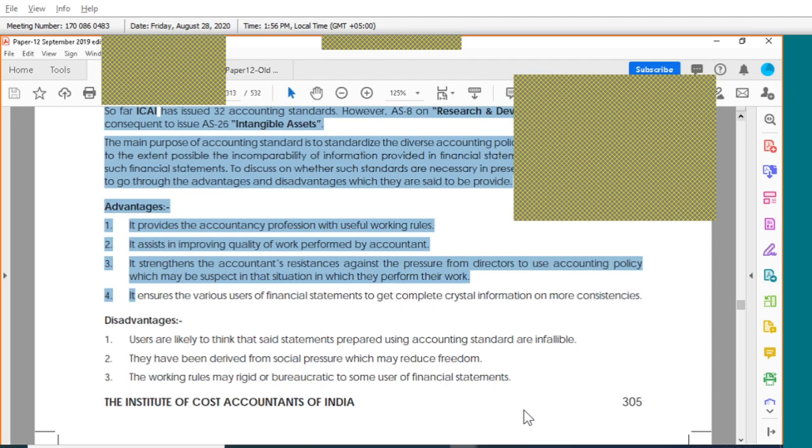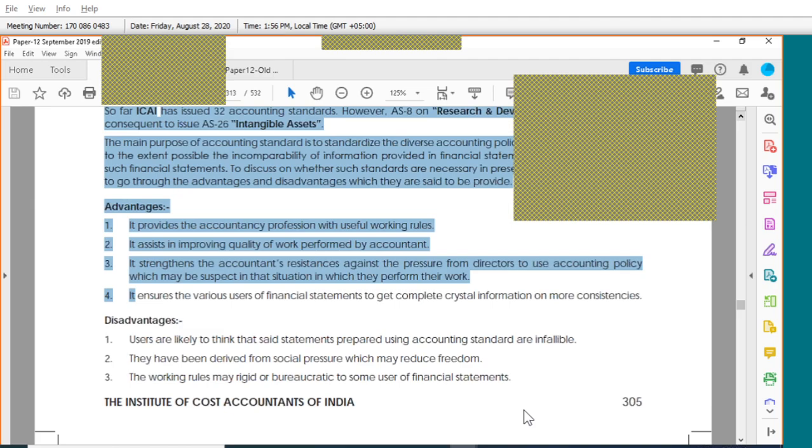I'm an investor. What will I do? I want to invest in your company. What will I think? You followed accounting standards. Okay, you are good then. Then your financial statement is correct 100%. Do you think like that?